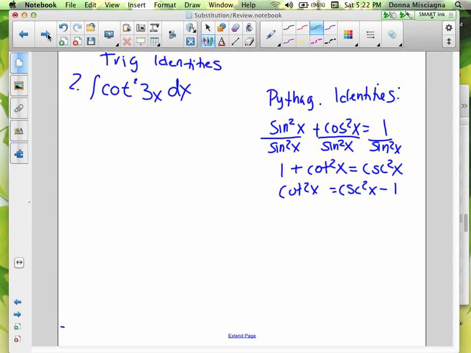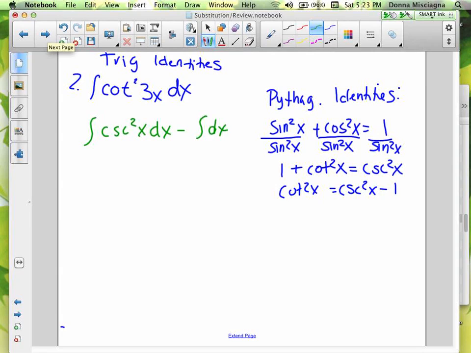It would have to be a chain rule, right? Because if I made the u cotangent 3x, then I'd have a 2 blop. So I'd have a 2 cotangent 3x, and then I'd have the derivative of cotangent 3x, and I don't have that. However, I can rewrite that as cosecant squared x minus 1. So I have cosecant squared x dx minus 1, or dx, and that we can certainly integrate.